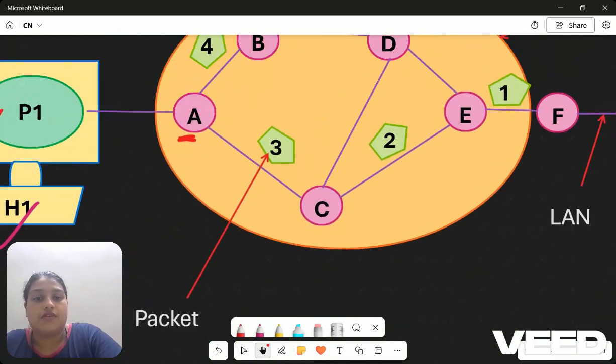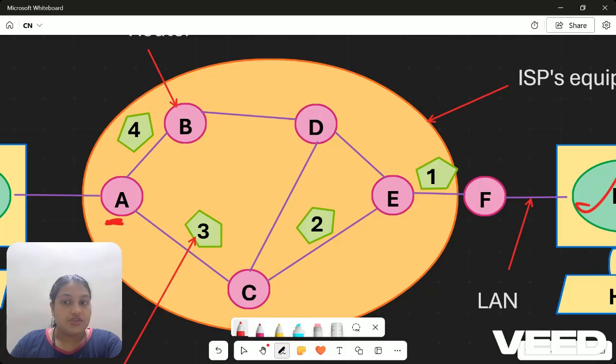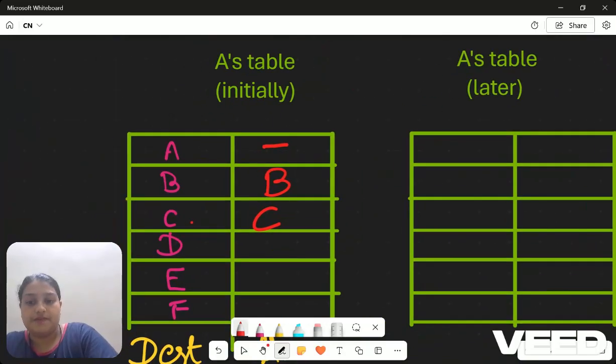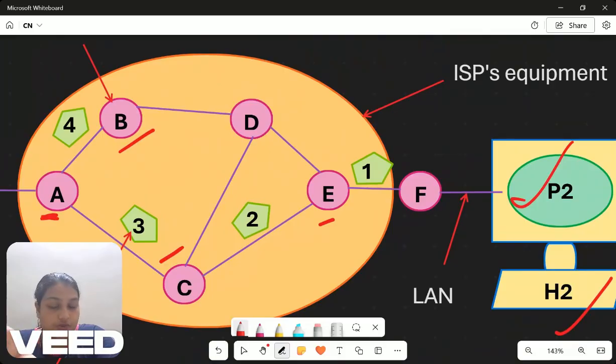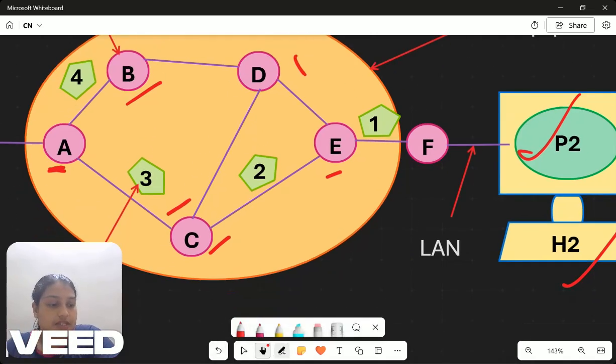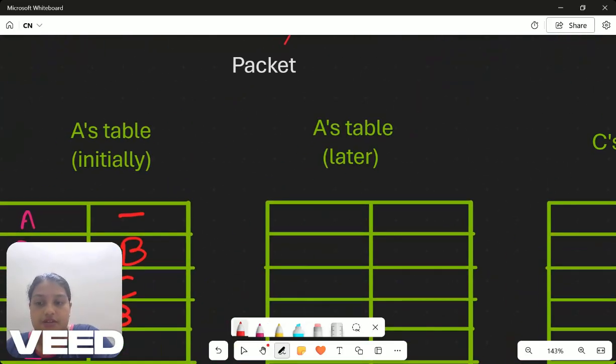Now I am coming to D. So if I want to reach D, I have two options. I can come either through B or through C. Okay. So it is your choice. You can write B or you can write C. So here in this case I am writing B. Now I am checking for E. Again for E I have two options. I can come through C or I can come through D. Okay, that is my choice. So here in this case I'm writing C. I'm coming through C. That's what I'm writing. Okay, C.